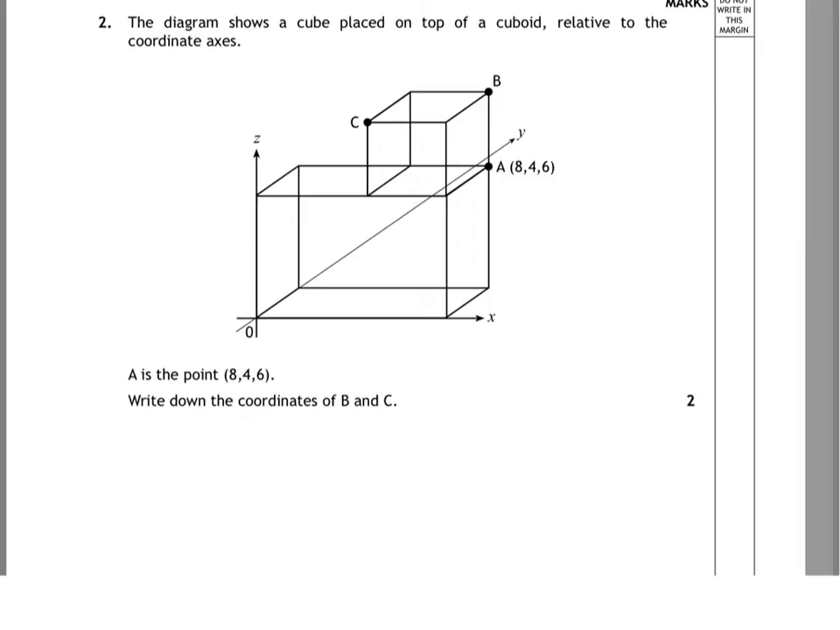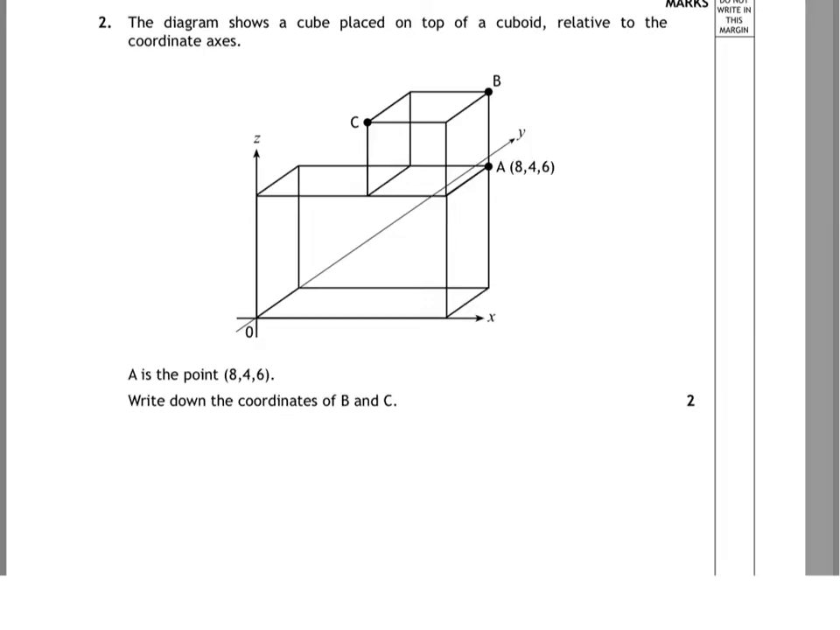Section 21, question 1. The diagram shows a cube placed on top of a cuboid relative to the coordinate axis. A is the point (8, 4, 6). Write down the coordinates of B and C. So we've got the point A is (8, 4, 6) and we need the coordinates of B and C.